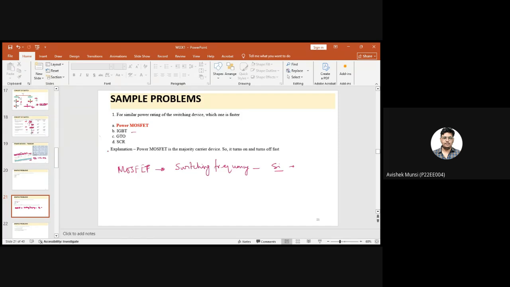So the correct answer is MOSFET. You can answer it in this way: the switching frequency of MOSFET is very high. That's why we choose MOSFETs for designing high switching frequency converters. Okay, so is it clear?